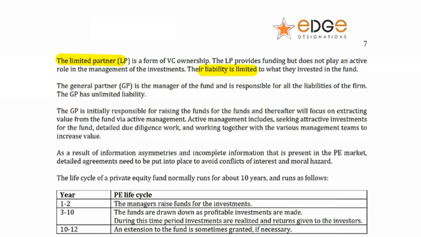You've got the general partner. The GP is the manager of the fund and is responsible for all the liabilities of the firm. Generally speaking, we would say that the general partner has unlimited liability. The general partner is responsible for raising funds, and will then focus on extracting value from the fund via active management.